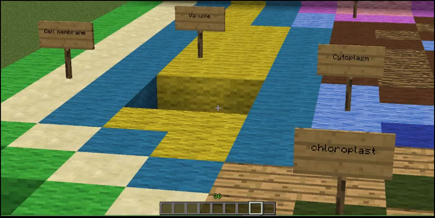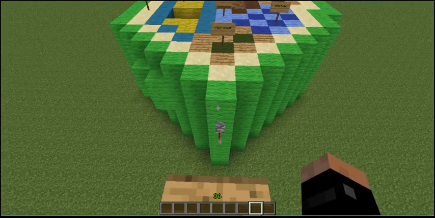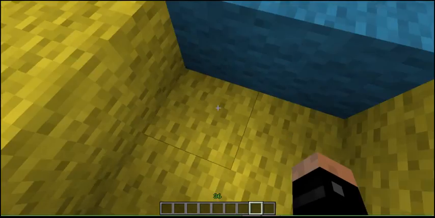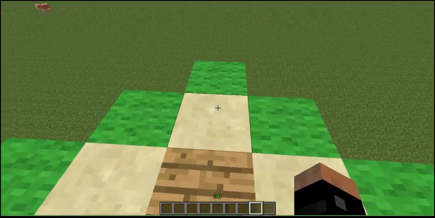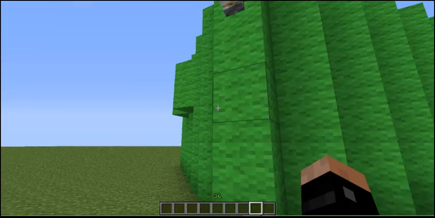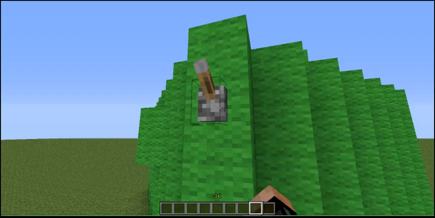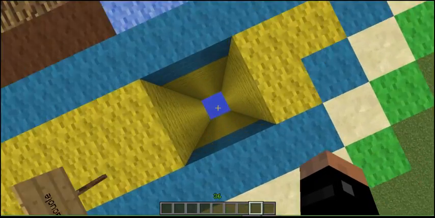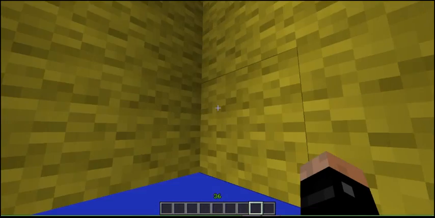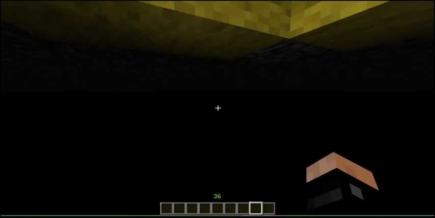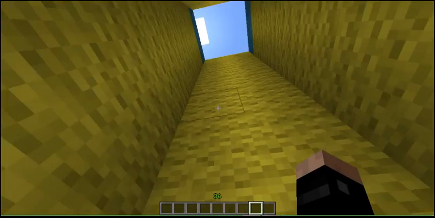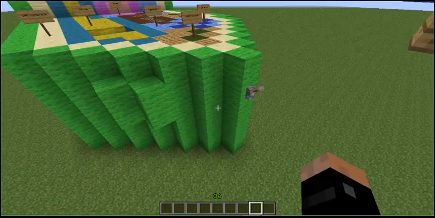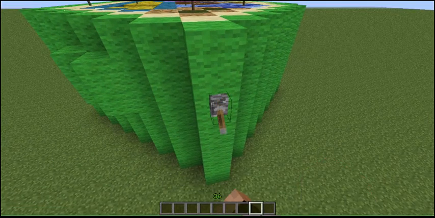Alright, so you see that depression there? Well, let's go over there. See, there's wool here. But if I flip this lever, you'll hear something open. And it's a tube that goes down into the void, which is what this blackness is called. If you fall into it in survival, you die. But anyway, that's the special feature added with the vacuole.